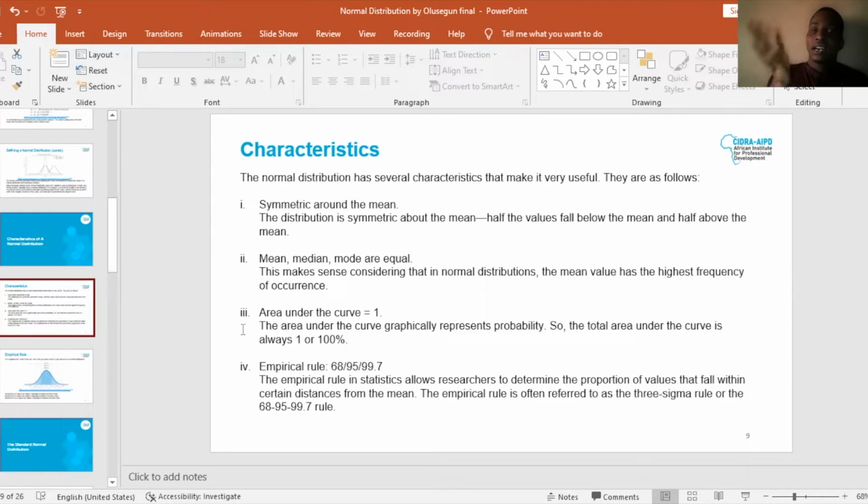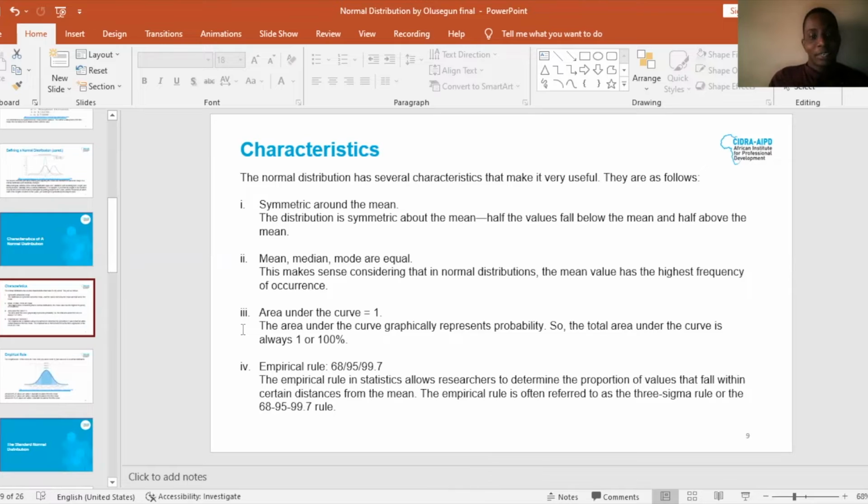The values or data points in the distribution plots are evenly distributed on both sides of the distribution. But in this case, we're saying it is symmetric around the mean, meaning that it is evenly distributed on both sides with the mean at its center. Half the values fall below the mean and half fall above the mean. So it is symmetric about the mean. That's one of the characteristics of a normal distribution.